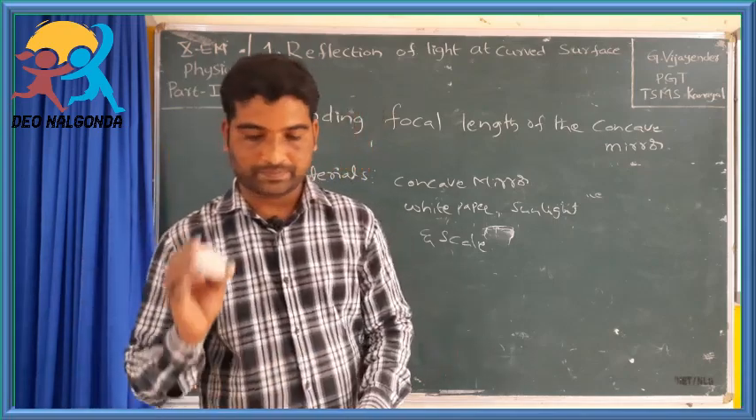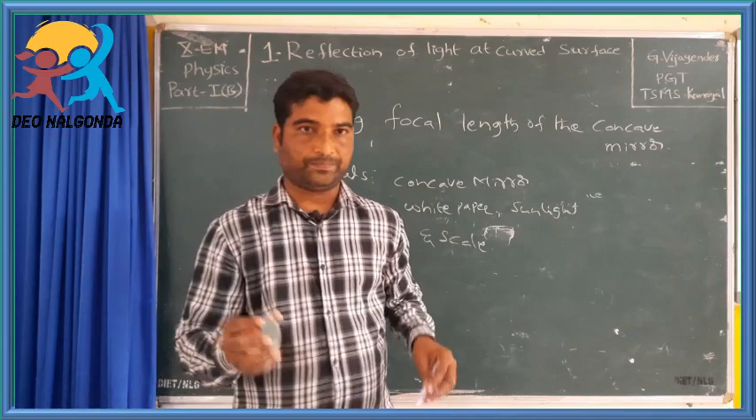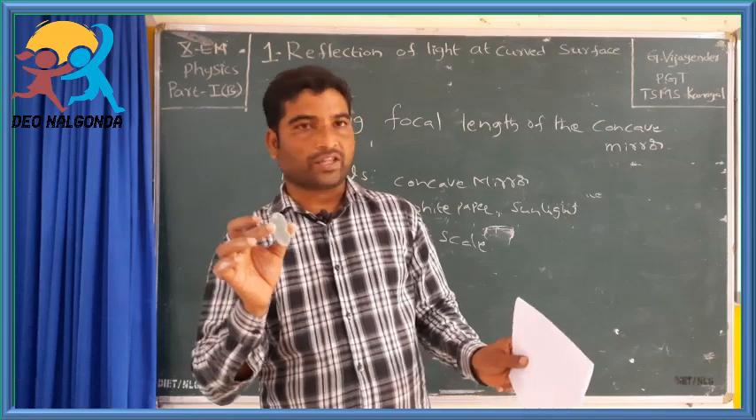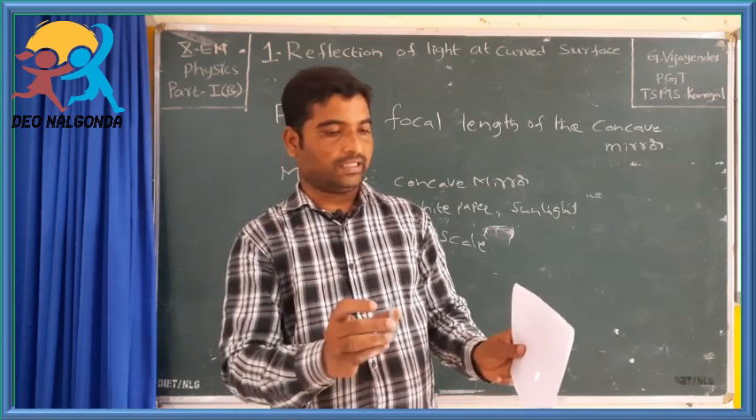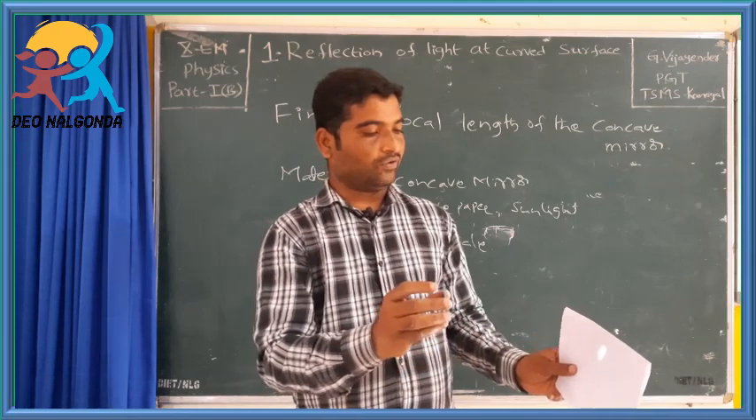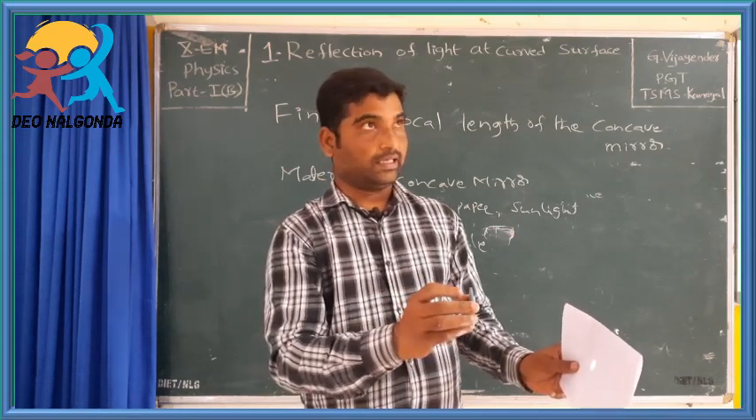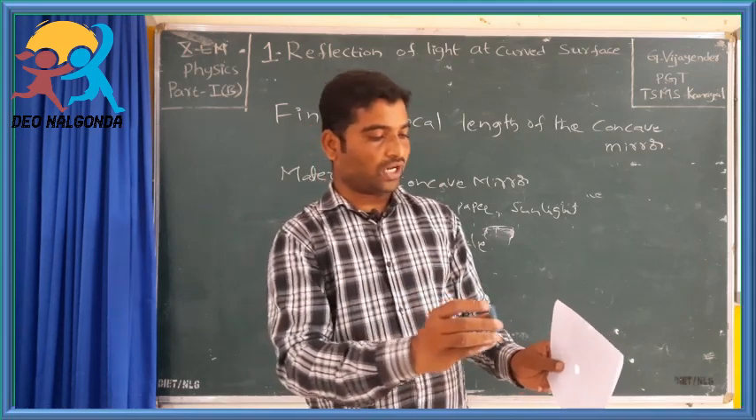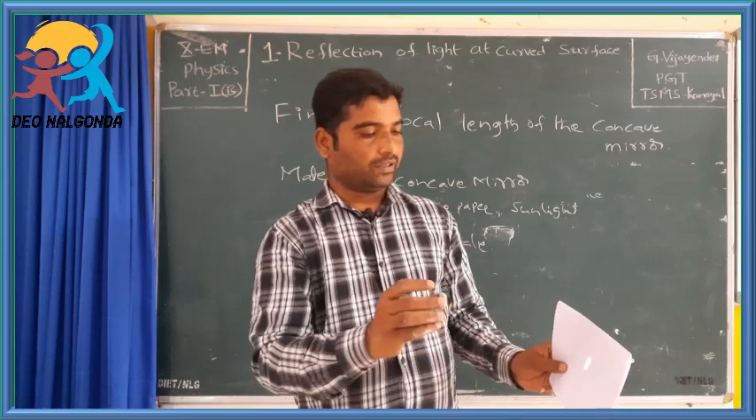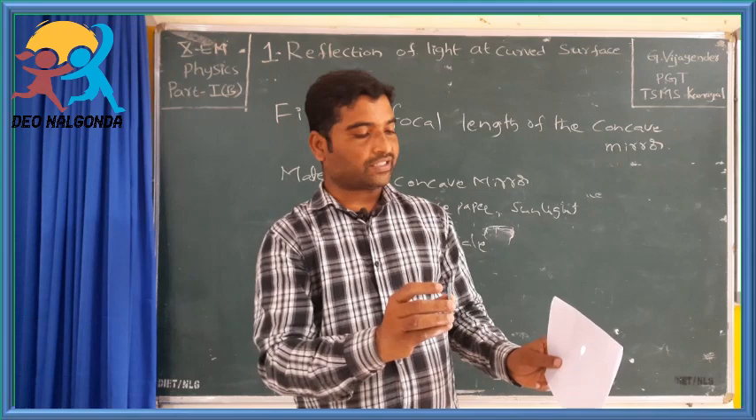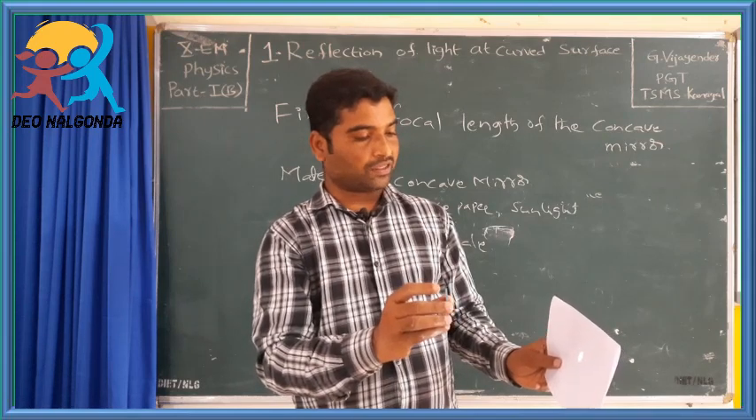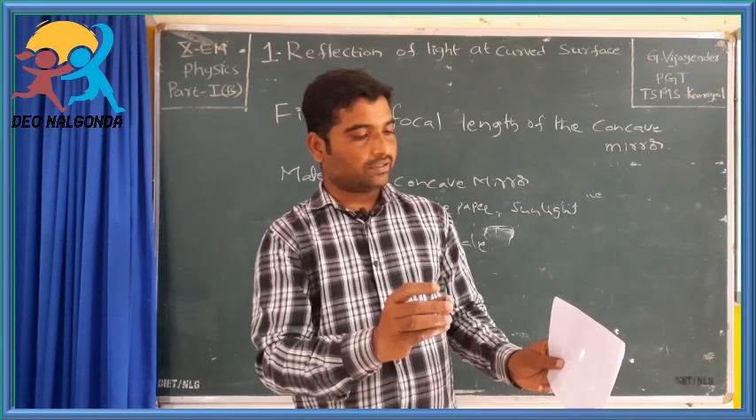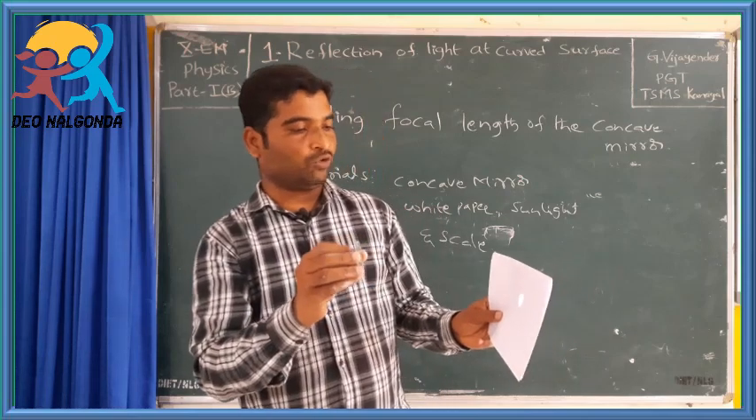This is the concave mirror. This is the white paper. Place this concave mirror toward the sunlight, and place the white paper in front of the concave mirror. Now move forward and backward and find the position where you get the sharp image of the sun. That sharp image of the sun will give the focus of this concave mirror.